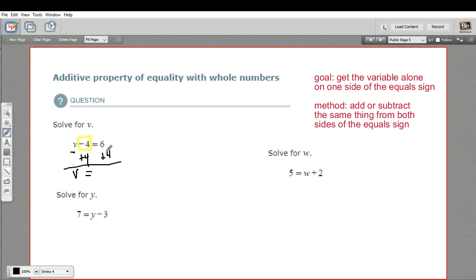It doesn't add up to anything, so we can just leave it out. Now, on the other side of the equal sign, I have 6 plus 4, and that's 10. And look at that. I've got v alone on one side of the equal sign. I've got a number on the other side. So this is my solution. v is 10.